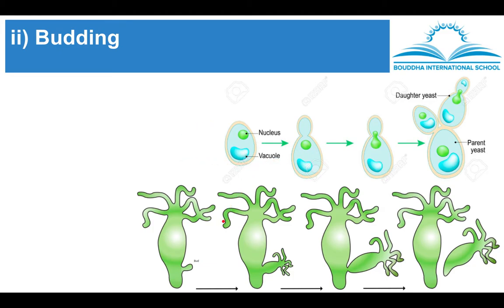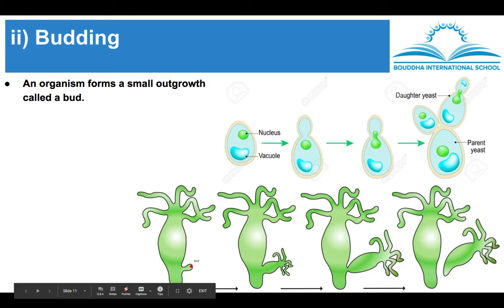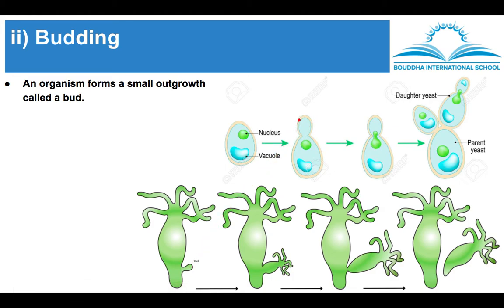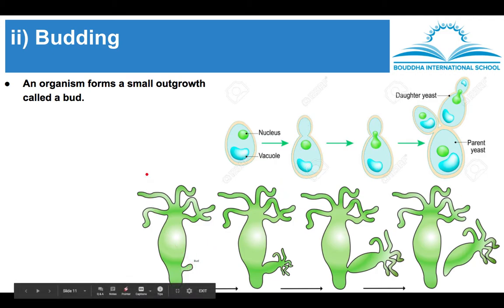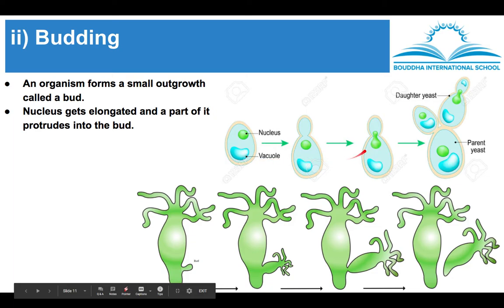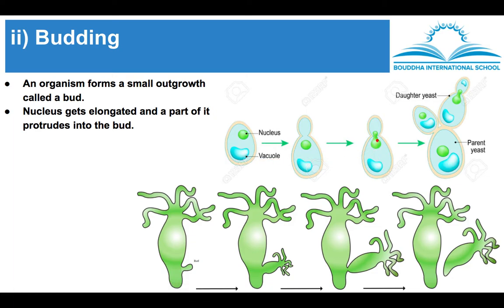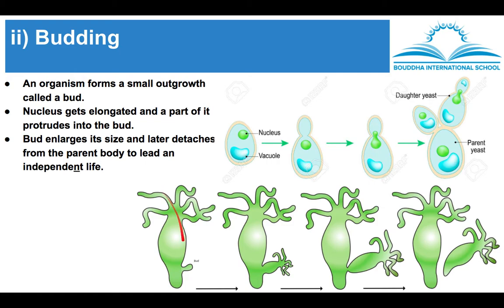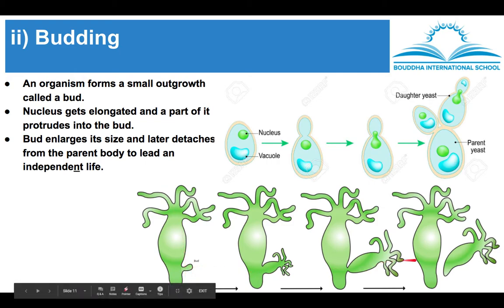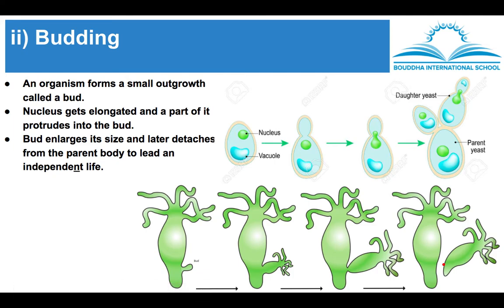So you can see in budding, the organism produces a small outgrowth. Here it is Hydra, and here also you can see an outgrowth being produced, and that outgrowth is called a bud. Along with the outgrowth, the nucleus becomes elongated and part of it protrudes into the bud. After that, the bud will increase in size and later it will detach from the parental body and lead an independent life.